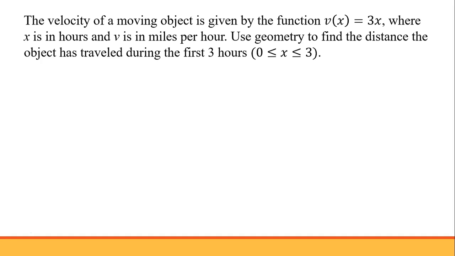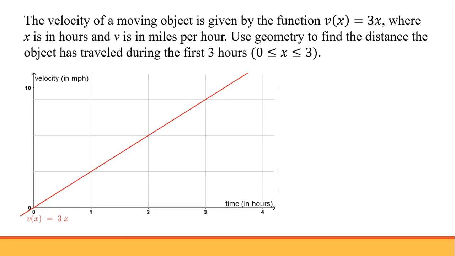So let's see if we can use this idea of area to find a distance that an object has traveled. The velocity of a moving object is given by the function v of x equals 3x, where x is in hours and v is in miles per hour. Use geometry to find the distance the object has traveled during the first 3 hours, that is, when x is between 0 and 3. Now we know that if we graph this velocity function, we can use it to find the distance traveled. Since our velocity function is 3x, that means we're graphing a line that has a slope of 3 and a y-intercept of 0.